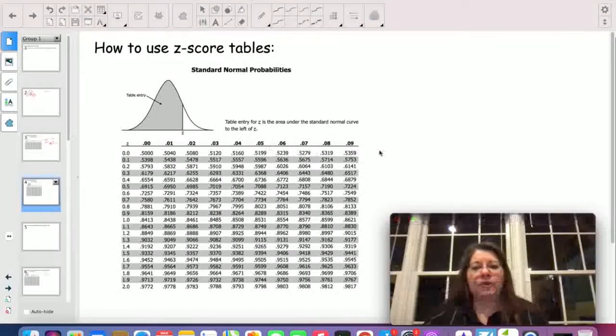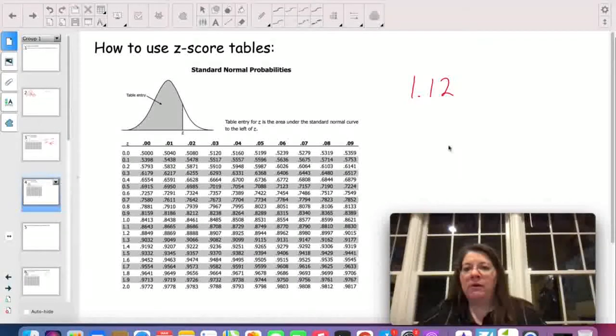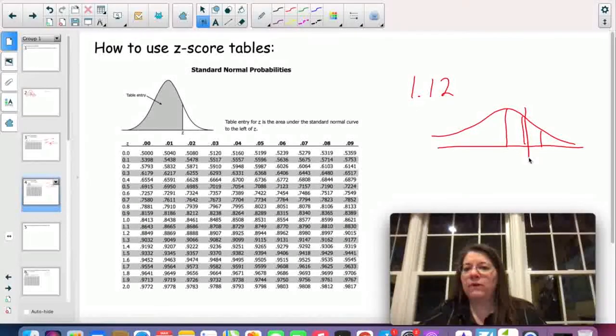Here is a portion of the positive side of my normal distribution curve. And it still tells us what percent of the data would lie to the left of a specific z-score. So let's say I have a z-score of 1.12. Well, if I have a normal distribution curve, wouldn't 1.12 lie just above a z-score of 1? So we'll say this is where 1.12 is.